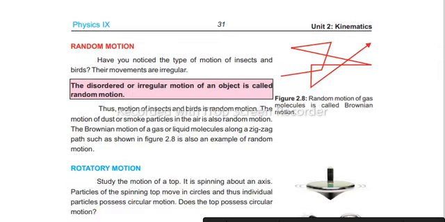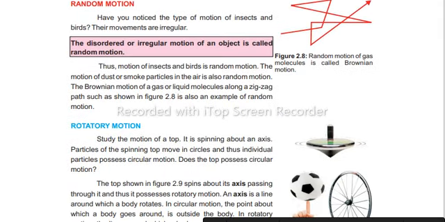Now the next type of motion is random motion. Have you noticed the type of motion in insects and birds? Which type of motion do the insects have? The insects move, and so do the birds. Their movements are irregular motion. So the disorderly or irregular motion of an object is known as random motion. Thus the motion of insects and birds is a random motion.